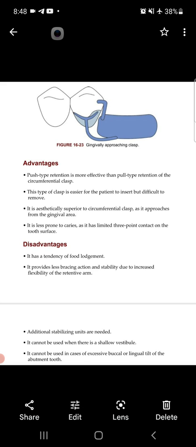clasp. These are the disadvantages: food lodgement, flexibility of the retentive arm, less bracing action and stability. Next, additional stabilizing units are needed. Next, we cannot use it in a shallow vestibule, and we cannot use the gingivally approaching clasp if teeth have buccal or lingual tilt.